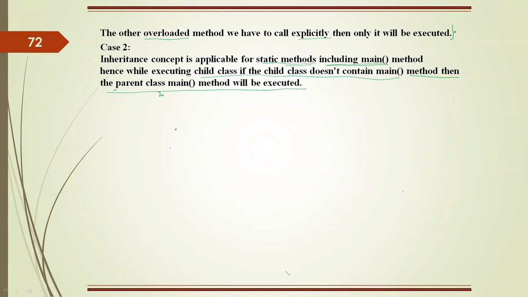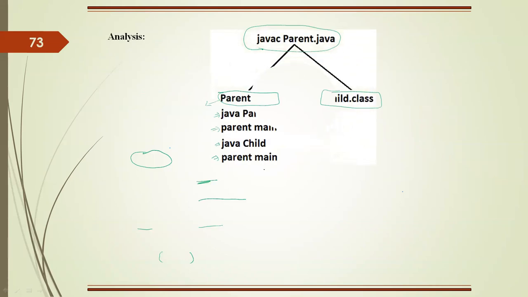Case two. Inheritance concept is applicable for static methods, including the main method. Hence, while executing a child class, if the child class doesn't contain a main method, the parent class main method will get the chance to execute. This is the parent class, this is the child class. The child class does not have a main method, the parent has one. So the parent main method will execute. Analysis: the parent main method will get the chance to execute.